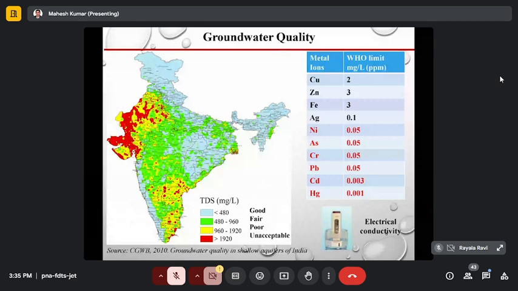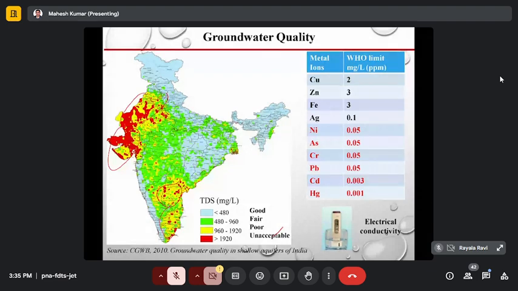If you see the groundwater quality, currently we are measuring it based on the TDS, particularly in Rajasthan, Gujarat, some Maharashtra regions, or in Bangalore and Tamil Nadu. The TDS level is very high, and this red color is the unacceptable range.